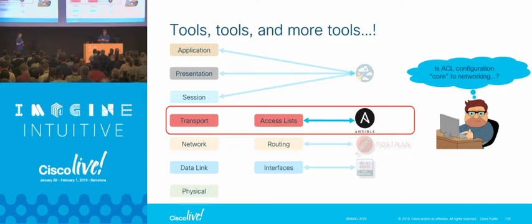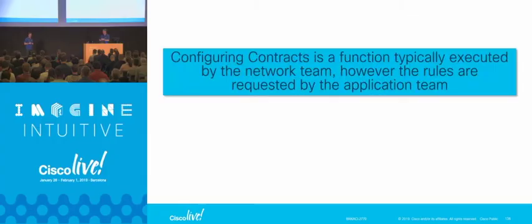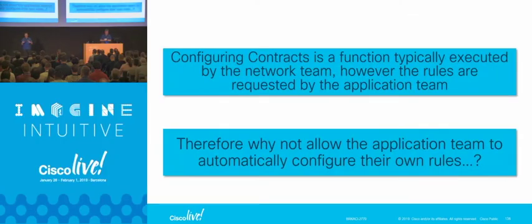So is access list configuration, is contract configuration core to the networking team? Now, lots of you will probably say yes, because it's what you do. If you're networking security, that's typically what you'll do day in, day out. However, the contract configuration is really something that the application teams want. So just let them configure it.